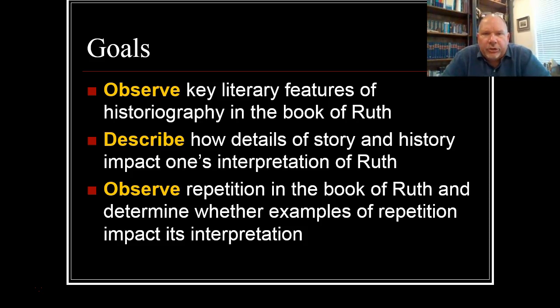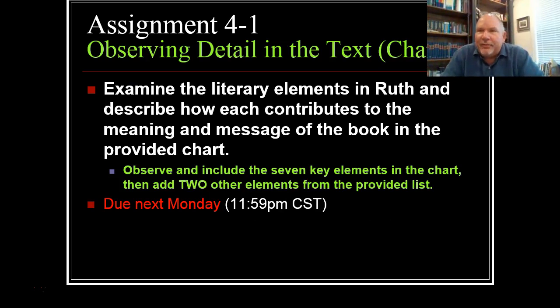So our goals this week are to observe key literary features of historiography in the book of Ruth, then to describe how details of story and history impact one's interpretation of Ruth, and then finally to observe repetition in the book of Ruth and determine whether examples of repetition impact its interpretation. So all good things. This is kind of a fun week because you get to apply some of the things you've learned in weeks 1 to 3. So far it's been pretty much just reading and responding. Now you get to analyze and interpret.